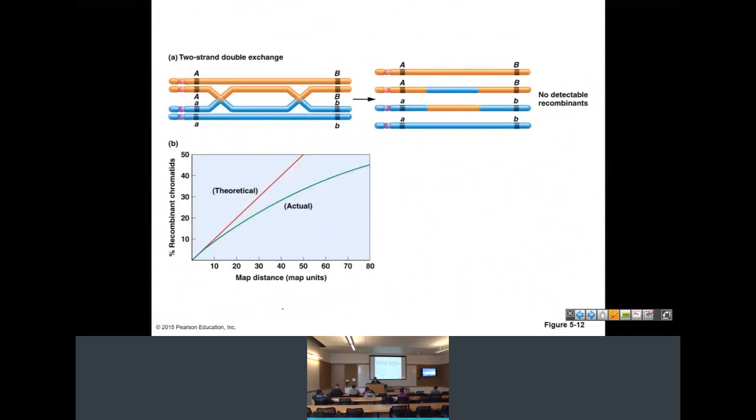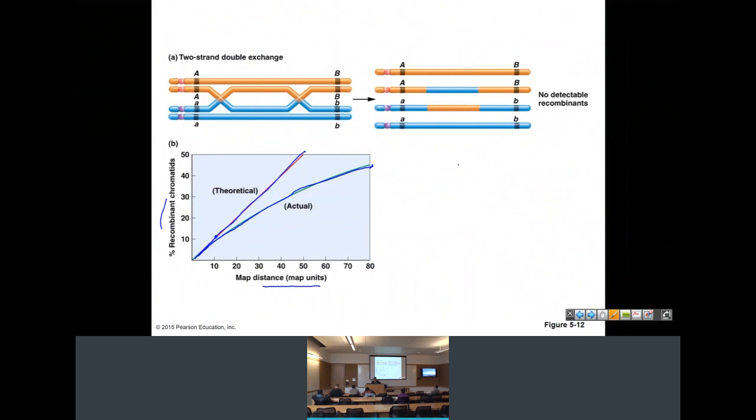And you can see what happens here when you look at map distance, map units, and percent recombination. In theory, there's a 1-to-1 ratio. If it's 10% recombinant, it's 10 map units. In theory, it's a nice straight line, right? 50-50. But actually, as you get further away, it's decreasing. And that's due to interference. So that helps us remember.